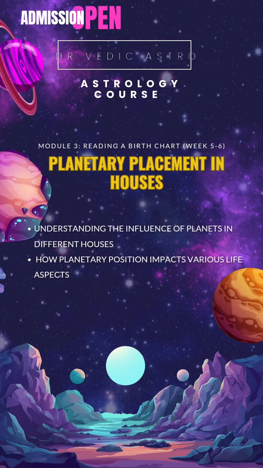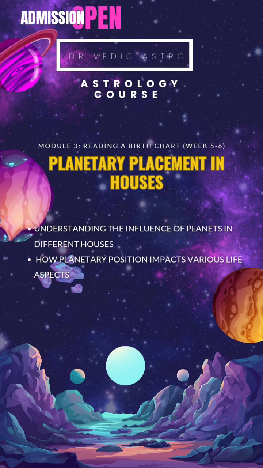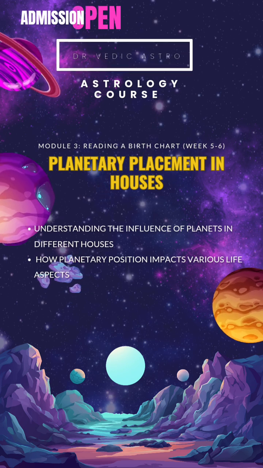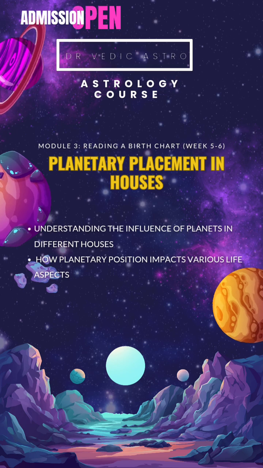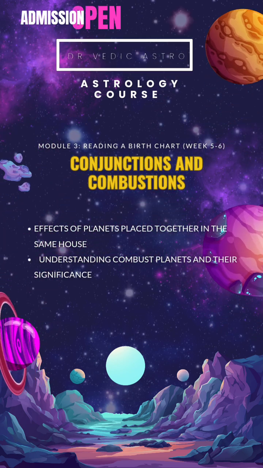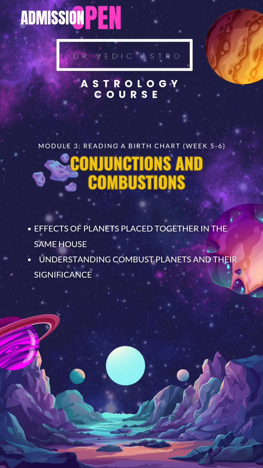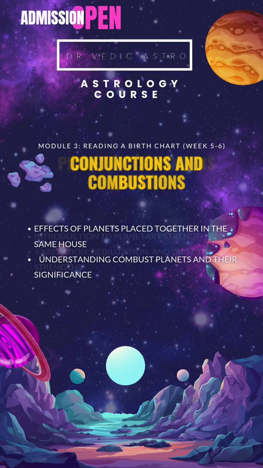Module 3, Reading a Birth Chart, Week 5 to 6. Planetary placement in houses: understanding the influence of planets in different houses. How planetary position impacts various life aspects. Conjunctions and combustions: effects of planets placed together in the same house. Understanding combust planets and their significance.